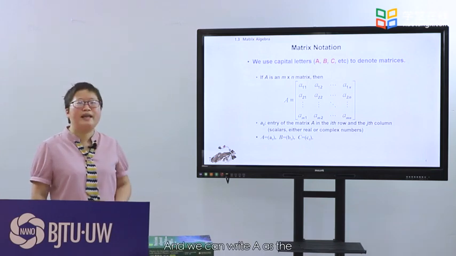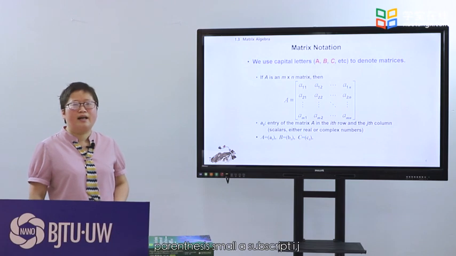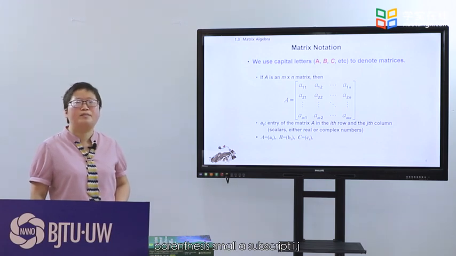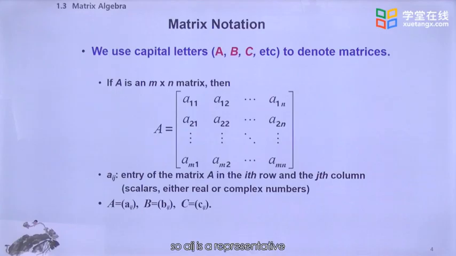And we can write A as a parenthesis, small a subscript ij. So aij is a representative entry of the matrix A. Similarly, we can write B as small b subscript ij, and C can be written as a parenthesis with its representative entry c subscript ij.